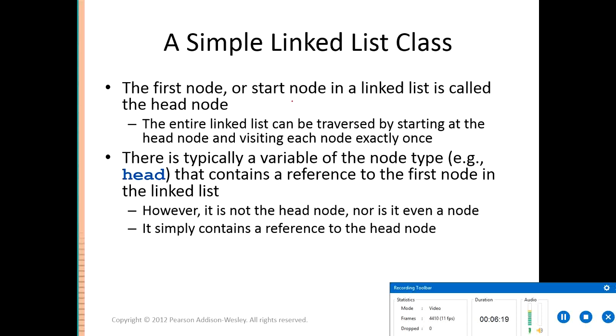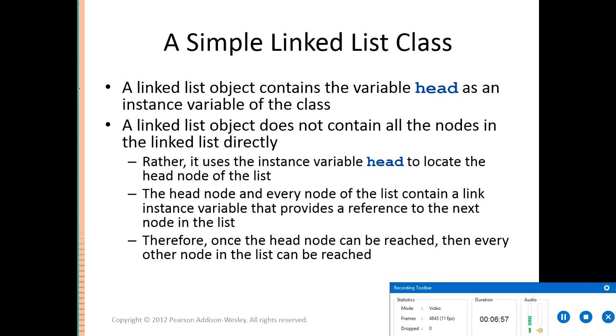The first node or the start node in the linked list is called the head node. The entire linked list can be traversed by starting at the head node and visiting each node exactly once. There is typically a variable of the node type called head that contains a reference to the first node in the linked list. So we have a variable called head, and it contains a reference to the first node. Reference means it contains a link to the first node in the linked list. However, it is not the head node, nor is it a node, it is just a link. It contains the reference to the head node.